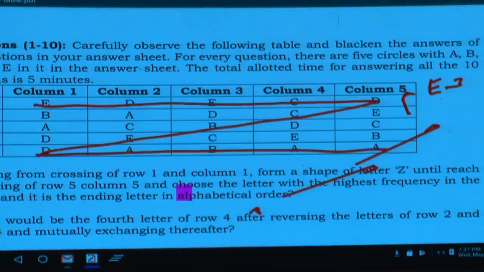And C, C appeared for how many times? 1, 2, only 2 times. And A appeared only once, and B appeared only once. So what is your answer here? D appeared 3 times, E appeared 3 times, but between these two, which is the highest? E is the highest in the alphabetical order. What is the ending letter here? E is the ending letter.